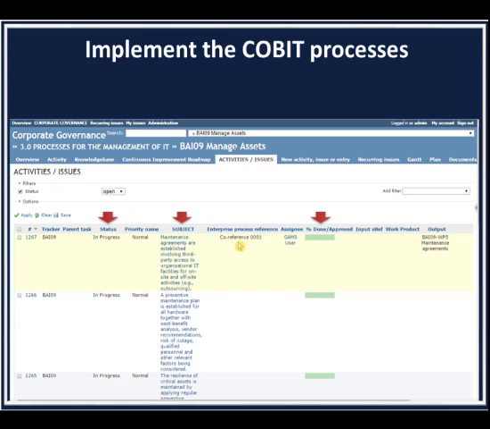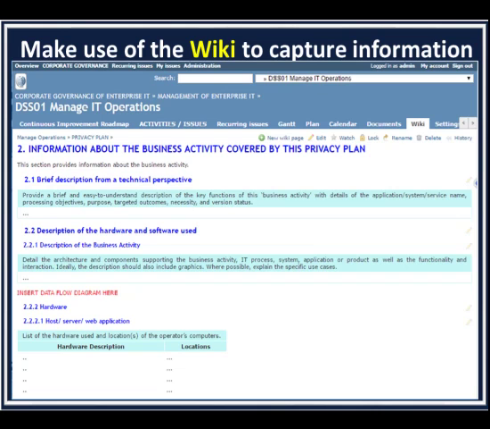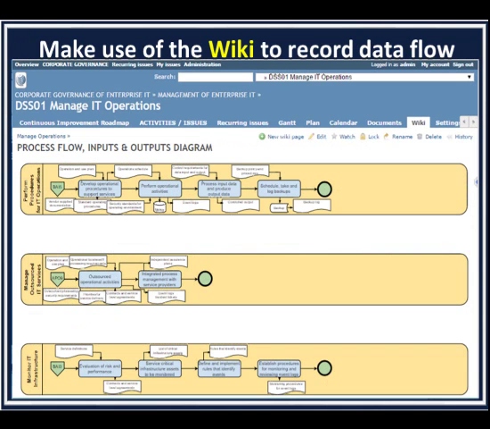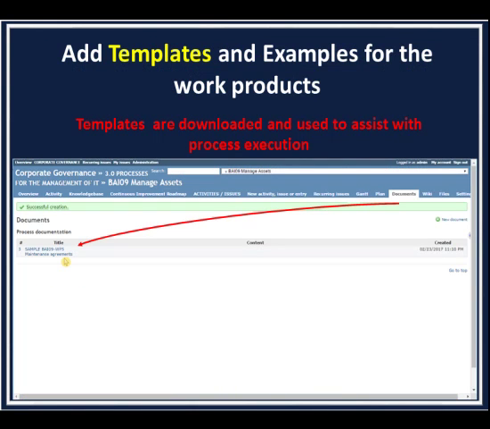Implement COBIT, record the status, and record the percentage done. Make use of a wiki to provide additional information to support the work being done. Make use of the wiki to capture information. Make use of the wiki to record data flow. Add templates and examples for the work products. These templates can be downloaded and used to assist with the process execution.